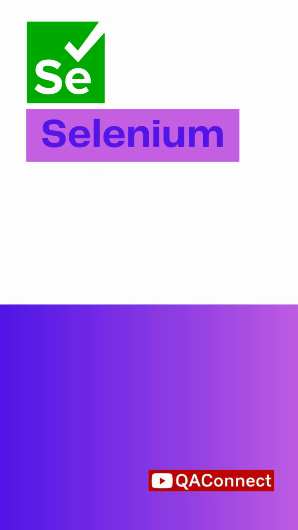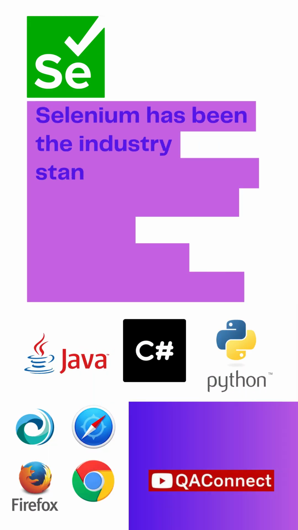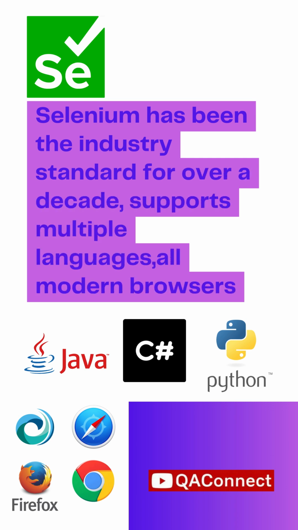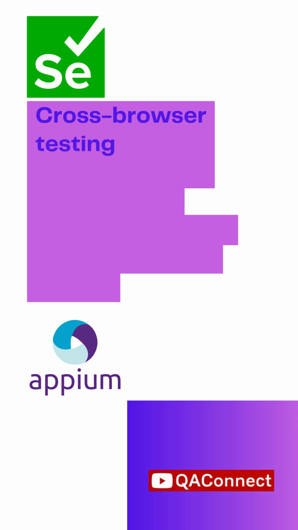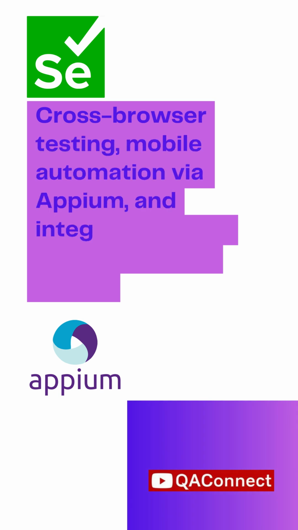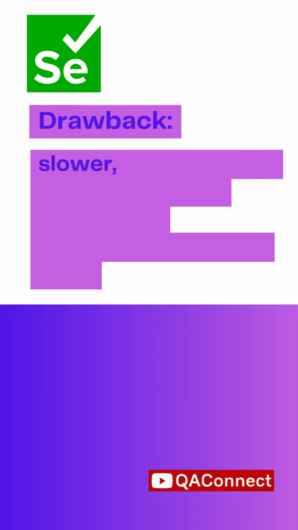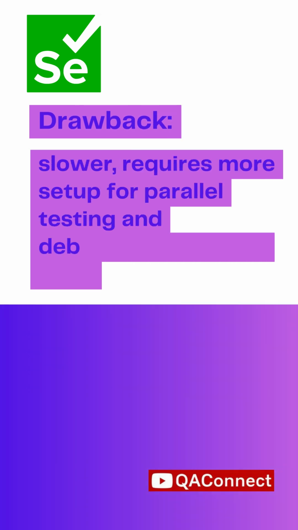So let's talk about Selenium first. Selenium has been the industry standard for over a decade. Supports multiple languages, all modern browsers, cross-browser testing, mobile automation via Appium, and integrates well in large enterprise setups. So what's the drawback? It can be slower, requires more setup for parallel testing and debugging, and flaky tests are still common if not carefully handled.